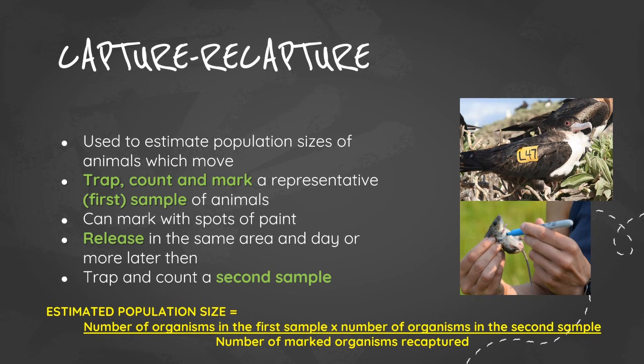Now when you're calculating the estimated population size, it will be the number of organisms in the first sample times the number of organisms in the second sample, and you divide all that by the number of marked organisms that were recaptured in the second sample.